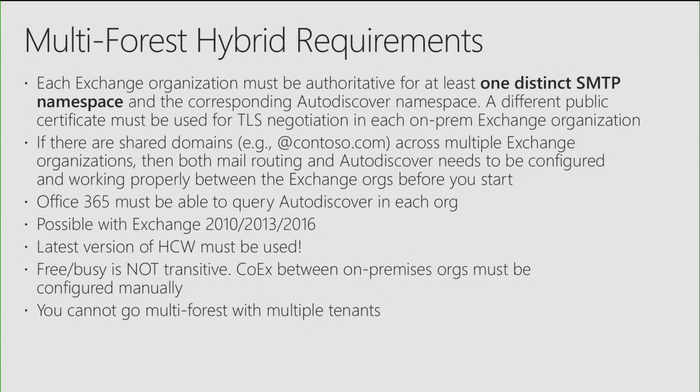I mentioned we need different public certificates. We're not reusing a certificate with multiple names on it for each environment. We need a different public certificate for each one of these. If we're using shared domains, then we need mail routing and Autodiscover set up first and working properly before we begin establishing the end-to-end communications. Office 365 has to be able to reach the Autodiscover endpoints for each organization. Again, we use that as part of the hybrid collaboration process to discover those externally facing endpoints that are used to provide that hybrid functionality.